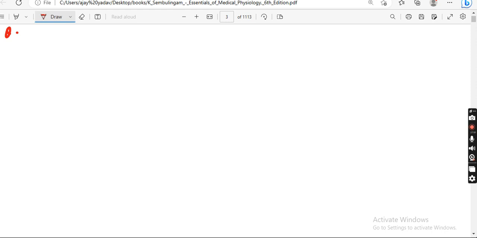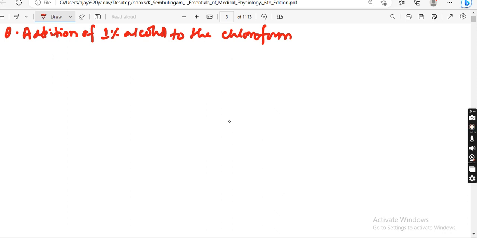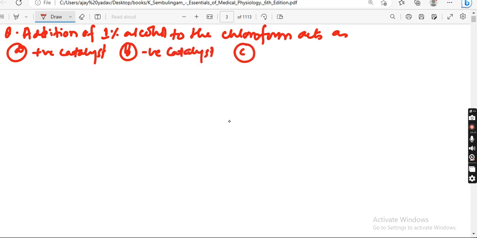So the next question that we are going to discuss is, addition of 1% alcohol to chloroform acts as. You have to learn this by heart. Option number A, positive catalyst. Option number B, negative catalyst. Option number C, auto catalyst. And option number D is your biocatalyst.